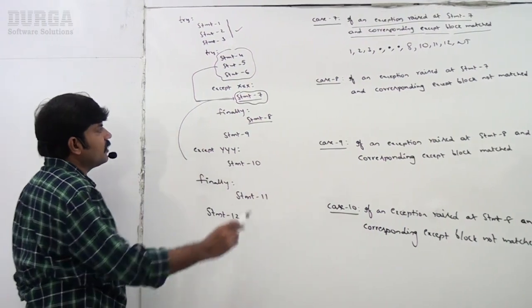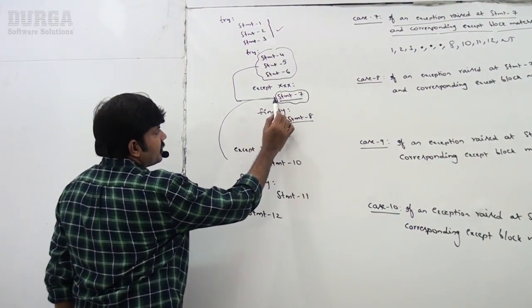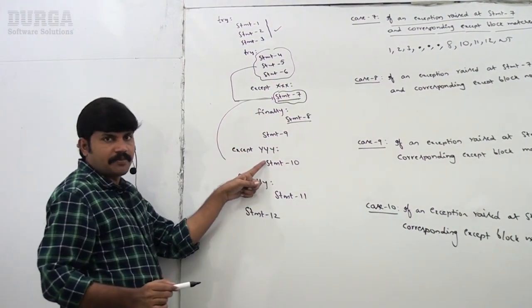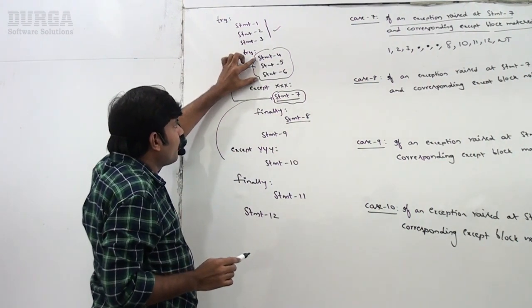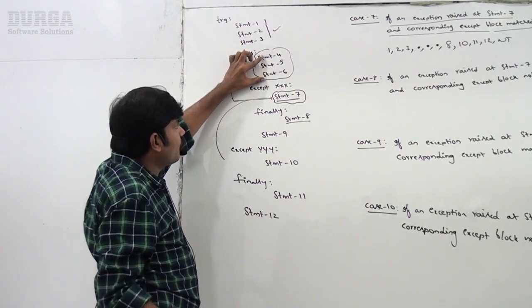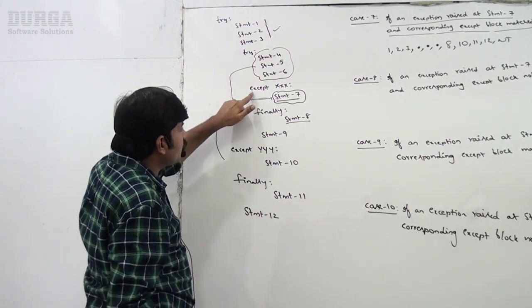Now observe very carefully, sir. If an exception rises at statement 7 and the corresponding except block matched, so 1, 2, 3 compulsory should execute. Maybe the problem at 4 or 5 or 6. Now the control came to except block.